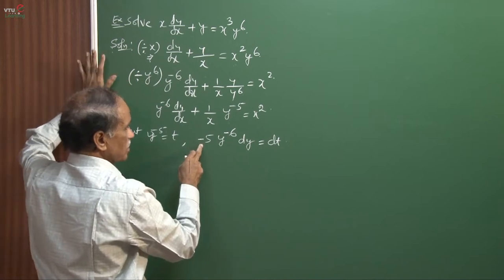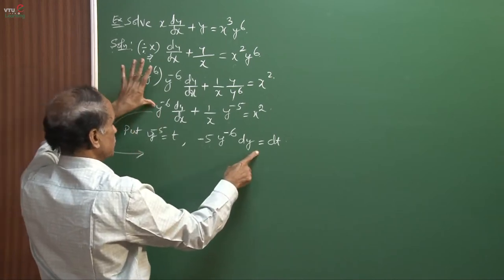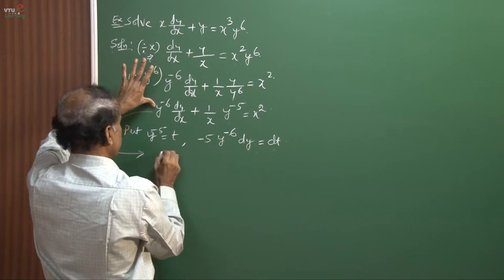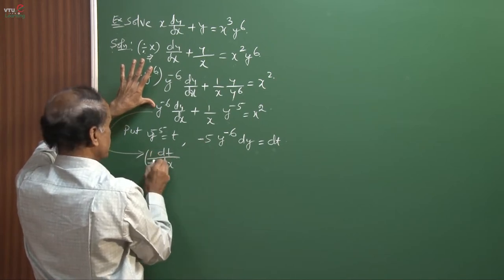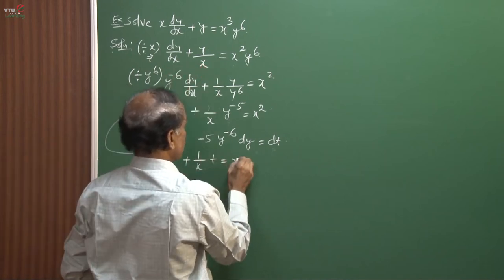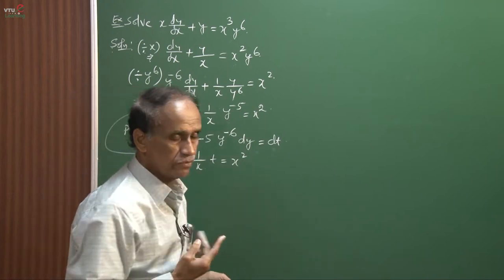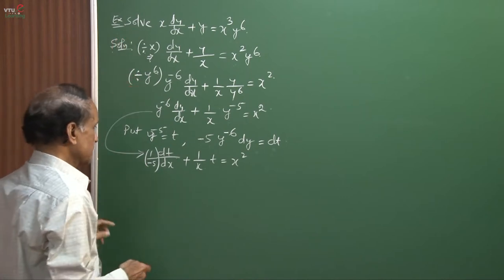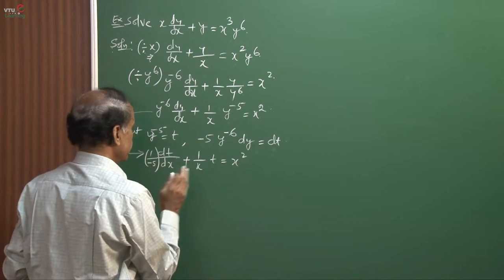What is that? Minus 5 will be taken to the denominator. Therefore, from this equation, after writing this quantity y to the power minus 6 dy to be replaced with dt divided by minus 5, we get dt by dx into 1 divided by minus 5, and plus 1 by x into t is equal to x square. This is the stage we reached by two steps with the proper divisions. First division we have taken as x, and second division we have taken as y to the power 6.